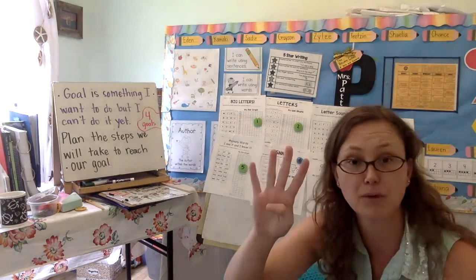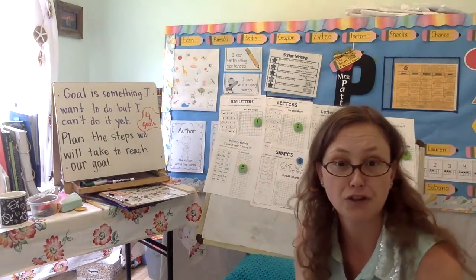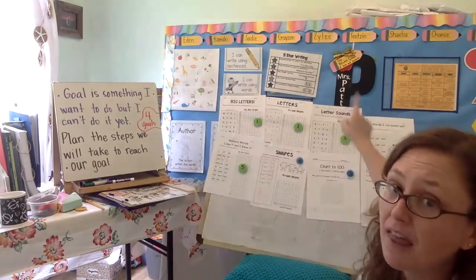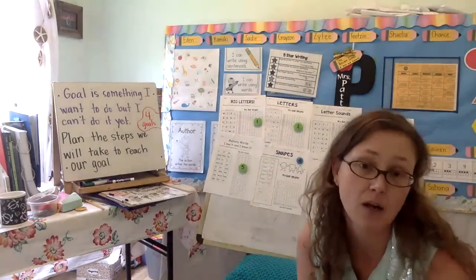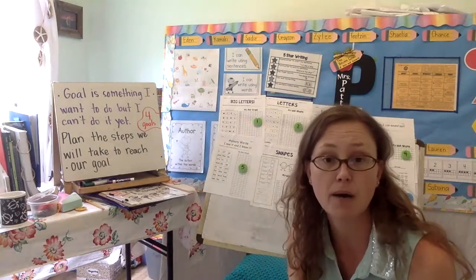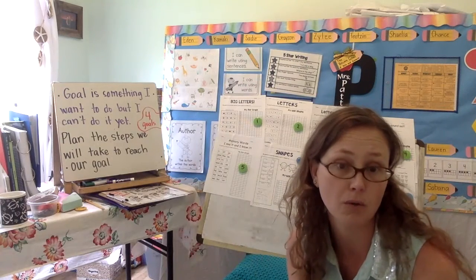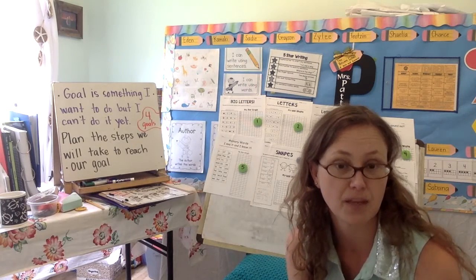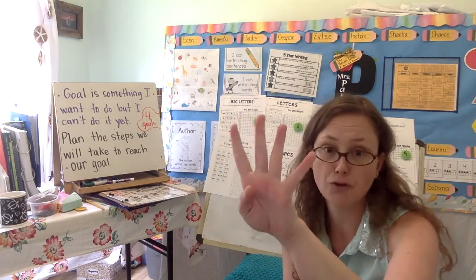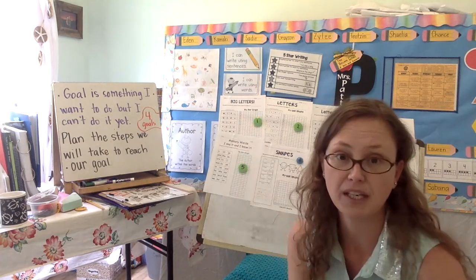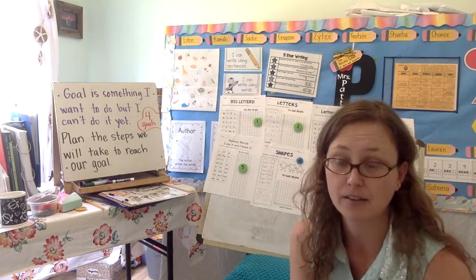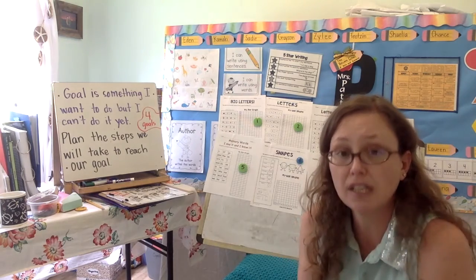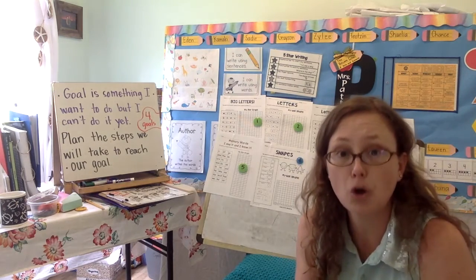Now we need number 4. So for number 4, your job is to choose one that we did not choose already, or you could come up with your own goal with your family. So it's up to you. After you get your 4th goal, we need a plan. So what could you do to get to your goal?